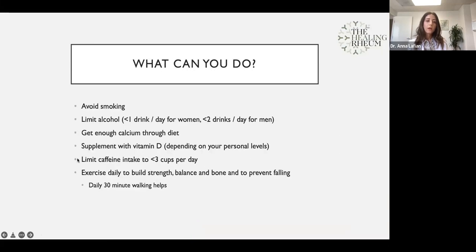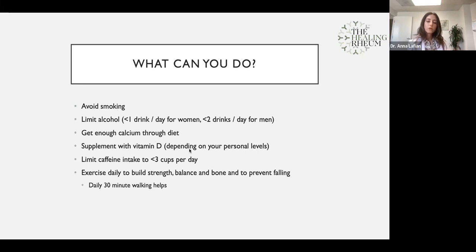And okay, and then avoid smoking, limit alcohol. For women, it's less than 1 drink a day. For men, it's less than 2 drinks a day. Get enough calcium through your diet. Please supplement with vitamin D. A lot of patients have vitamin D deficiency now, but if your vitamin D stores are not repleted, your bone turnover, your bone remodeling and bone growth, bone development is not going to happen properly.